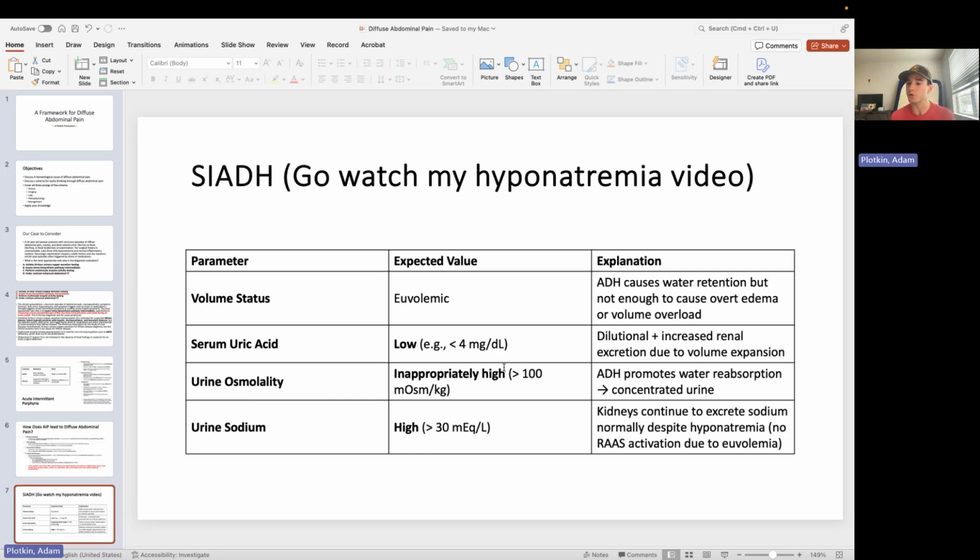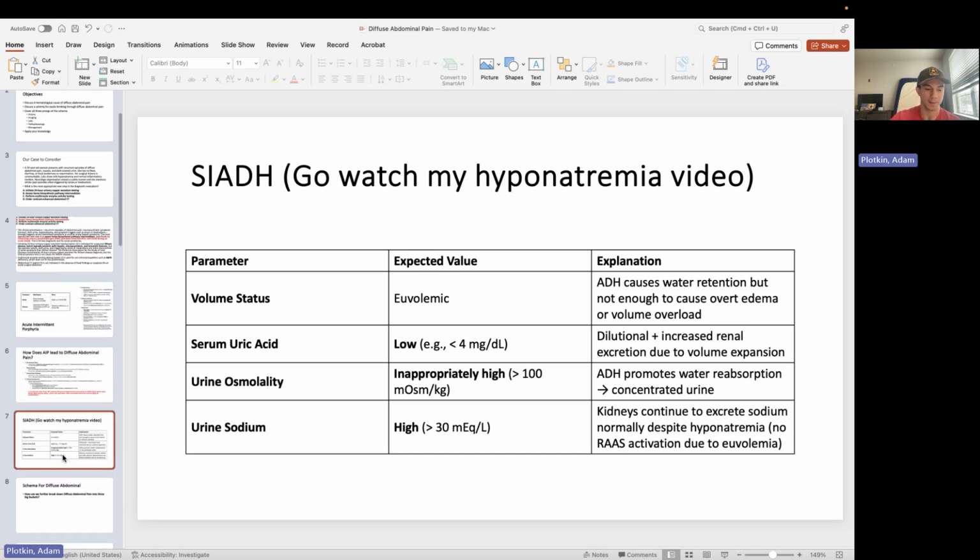The kidneys continue to excrete sodium normally, despite the hyponatremia, because we're in a euvolemic state. So the RAS system usually isn't super activated, right? Because the renin-angiotensin system gets activated by low blood volume, low sodium chloride, and increased sympathetic nervous system activation via beta 1. So that's SIADH. Just a quick recap. Go watch my hyponatremia lecture. It will be well worth your time.